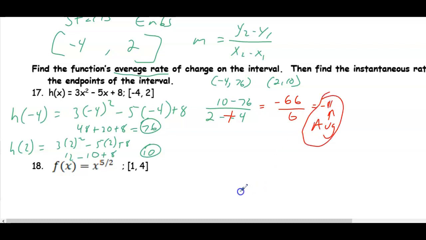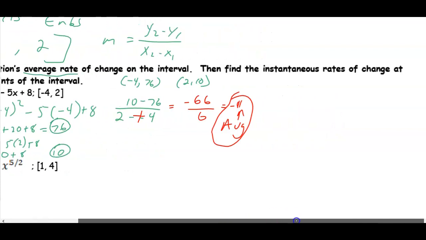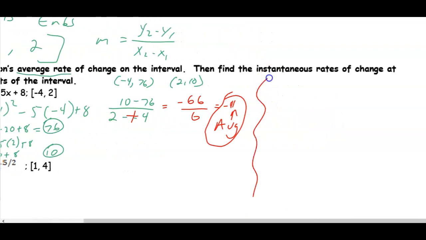Average rate of change. Now that we have that, we can go over here and find our instantaneous rate. Instantaneous rates. And remember, with instantaneous, you must take the derivative. Take the derivative. Alright?